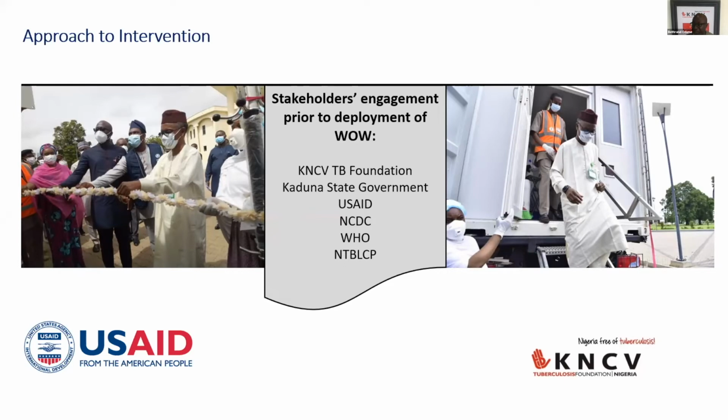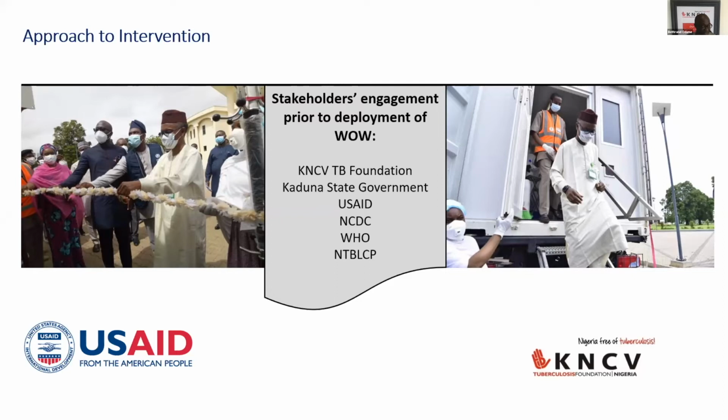Now, the key to our intervention actually is a multi-stakeholder approach. We worked with USAID, who is our funder for the TB LON project, because we leveraged the USAID resources provided for the intervention across the states we work in. We also worked with the Nigerian Centre for Disease Control, the WHO, the National TB and Leprosy Control Program, and the state team in Kaduna, where you can see in the picture the governor of the state, Malam Nasir El-Rufai, who provided substantial support that made this early intervention possible.